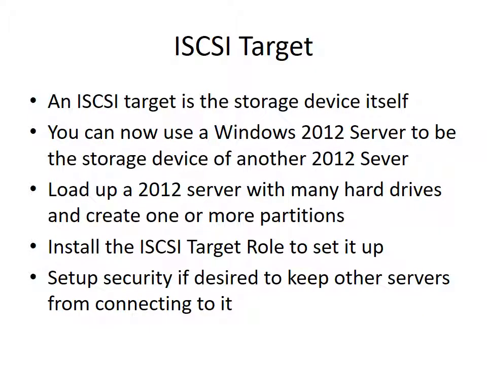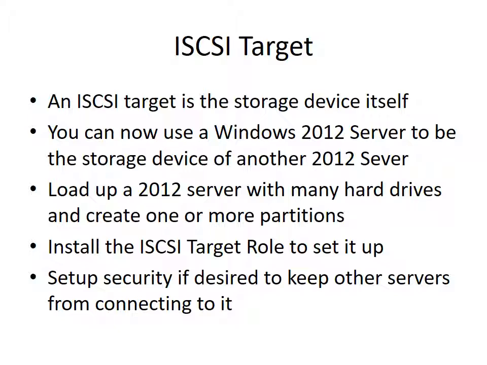So as promised, let's talk about what an iSCSI target is. An iSCSI target is the storage device itself. So if we're talking about a target, it's the device that we want to connect to. So if we had a Server 2012 machine and we wanted to connect up to our storage array, we could connect over iSCSI and we would be connecting to the target. So you can now use Windows Server 2012 to be the storage device of another 2012 server.